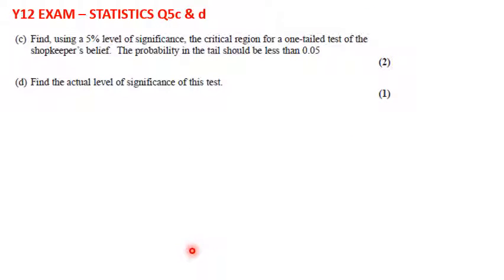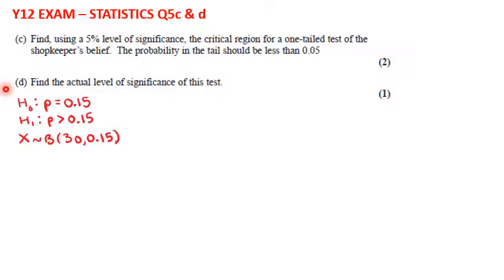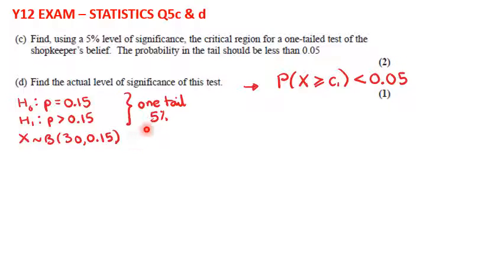Okay, for part C, we now want to find the critical region to test the shopkeeper's belief. So just a recap of what we've got. Our null hypothesis, alternative, and the distribution that x belongs to. We're looking at a one-tailed test at 5%. We want our critical region such that the probability that x is greater than or equal to that critical value is less than 5%. I'm going to translate this now into less than or equal to.